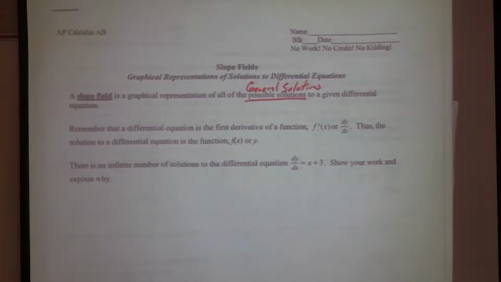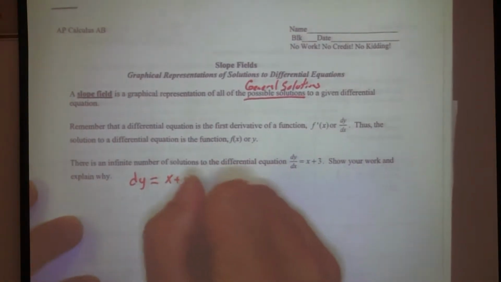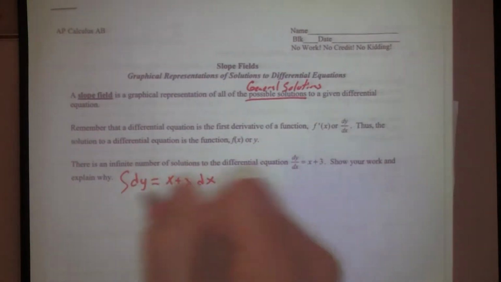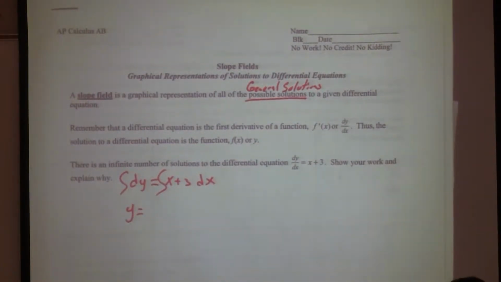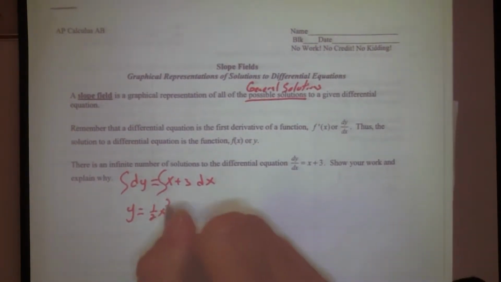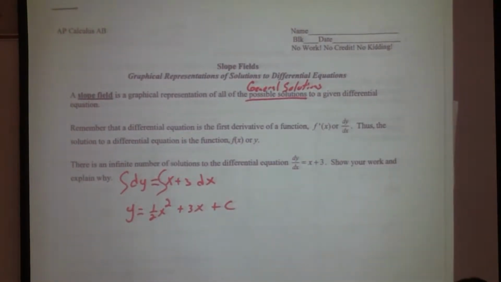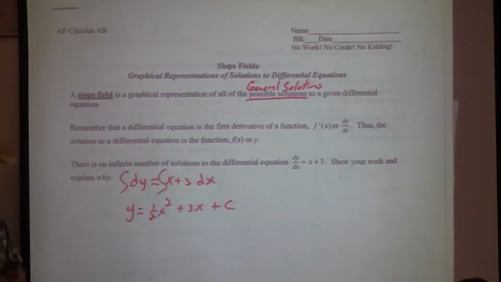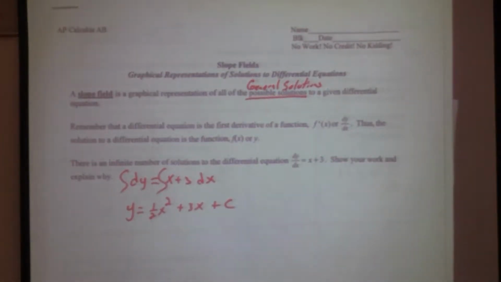So what would be the first thing that I would do to find the infinite number of solutions? It would be dy equals x plus 3 dx. We have to separate the variables. Then we can integrate both sides, and we end up with y equals 1/2 x squared plus 3x plus c. And the fact that we have that plus c and we don't know what it is, it could be any number, is the reason why we have an infinite number of solutions.